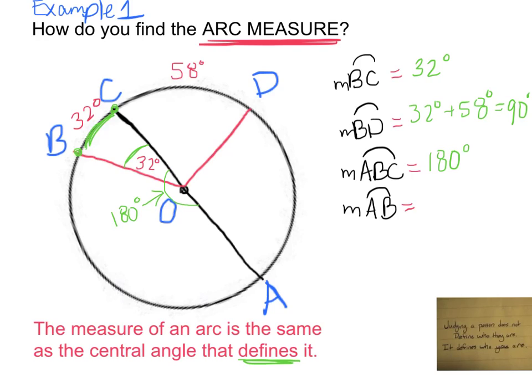The last arc they ask us to find is AB. AB is this section right here. Now that's easy to find. I know this whole section is 180, and I need to take out this part right here, this 32 degrees. So if I take the whole 180 and take out this portion, I should get arc AB. So that's going to be 180 degrees minus 32 degrees. Well, how much is that? 148 degrees. So that's how you find the arc measure, specifically always looking at the central angles and the relationship with the arcs next to it.